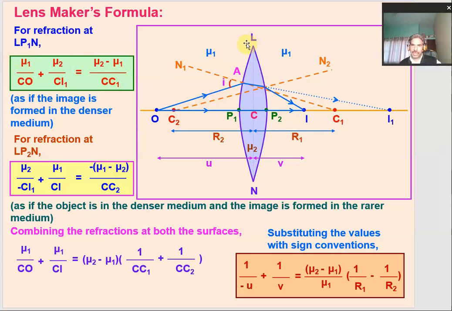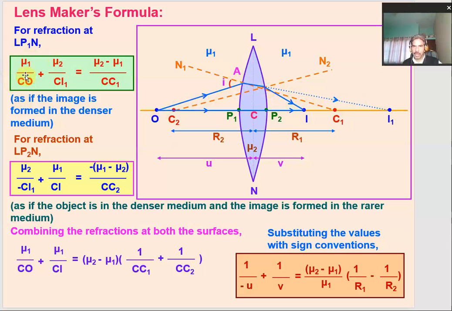So for this surface LP1N, in this case the image is formed in the denser medium. How? Suppose that there is no second surface, then this refracted ray would have met at point I1 on the principal axis, and we are going to make use of that representation. So we are taking that this refracted ray is meeting at point I1. So for that case we have one equation. You can just remember this equation.